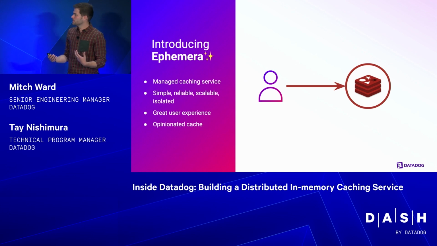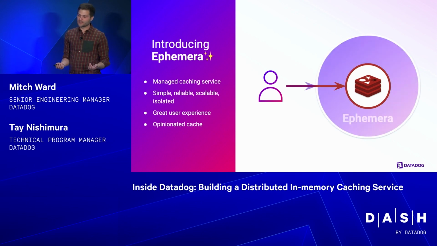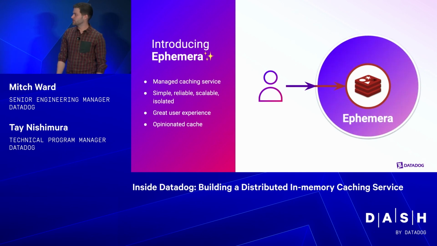So based on what we were seeing, we decided that we were going to introduce Ephemera. Ephemera is a managed caching service for accessing Redis internally at Datadog. We've been building it as part of the internal caching as a service team, and as the team was designing Ephemera, we really prioritized it to be, first of all, simple, so both in terms of our API and architecture. Secondly, reliable, so we have SLOs and on-call rotation and so forth. Third is scalable, so Ephemera both horizontally and vertically auto-scales based on load. And finally, isolated, so that's just to avoid the noisy neighbor issues we had seen with caching in the past.